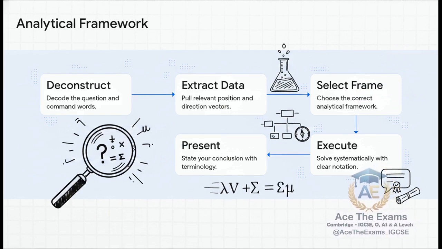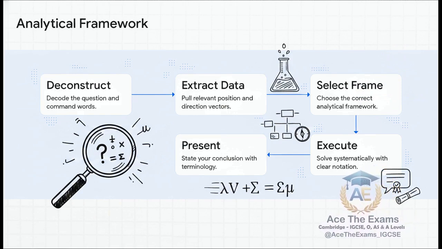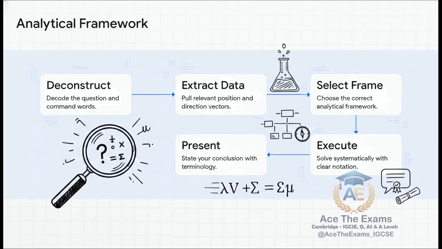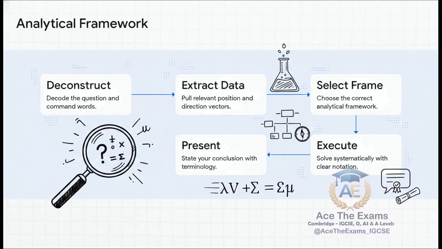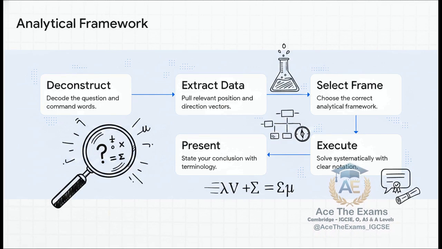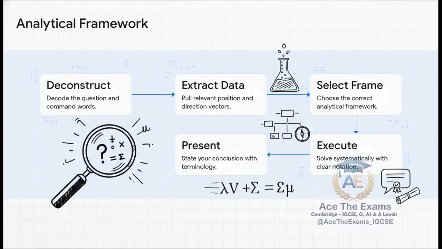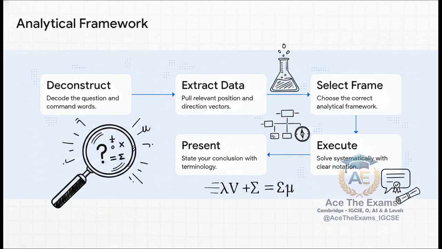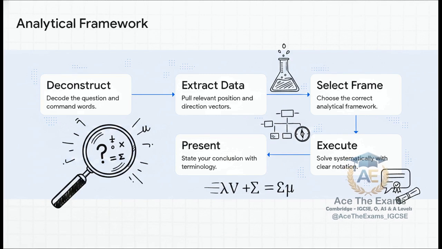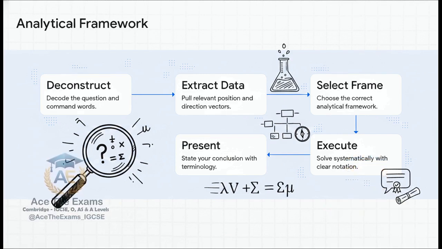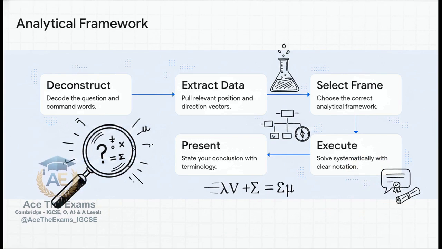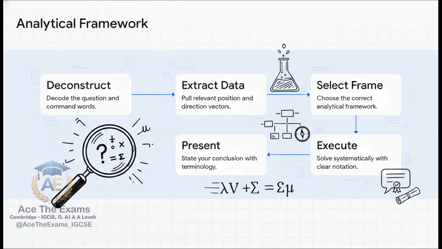Step 2. Extract relevant data. Pull the position and direction vectors directly from the line equations. Step 3. Select your analytical framework. Don't just wing it. First, check if the direction vectors are scalar multiples to test for parallel lines. If they aren't, you move to equating the x, y, and z components of the two lines to create 3 simultaneous equations.